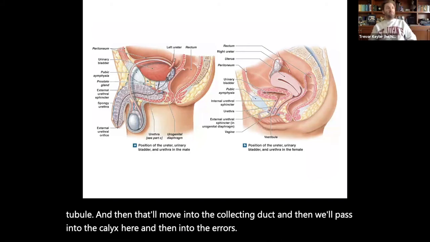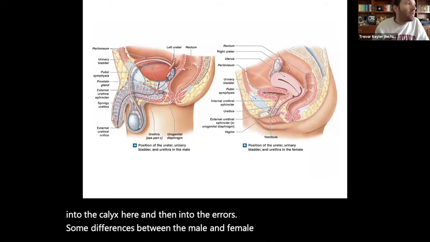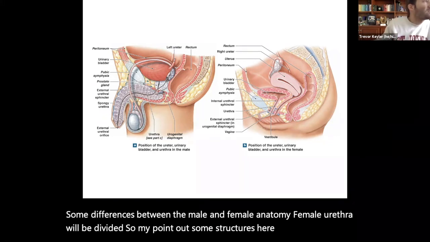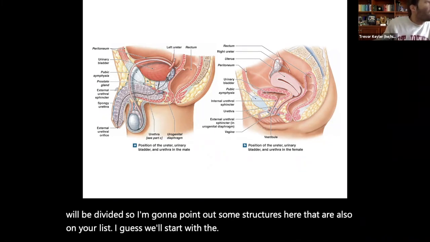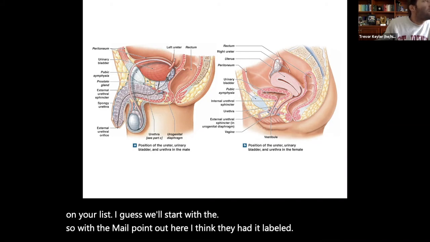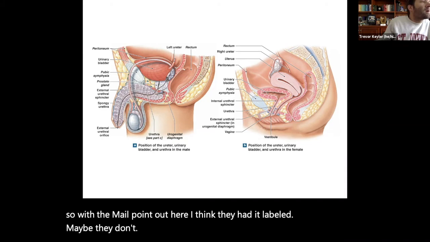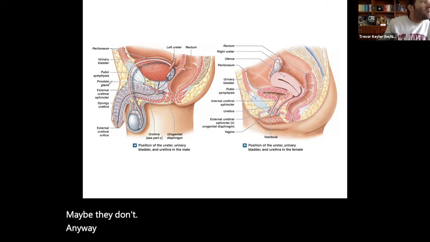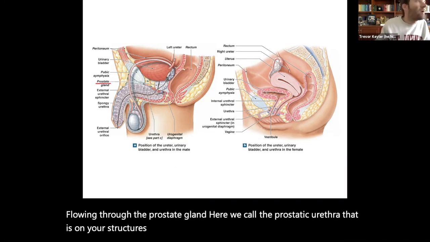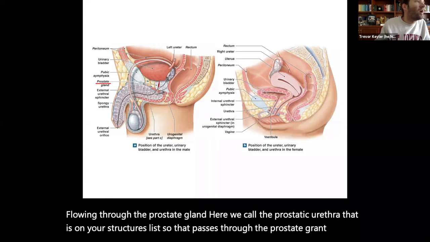Some differences between the male and female anatomy. The male urethra will be divided. So I'm going to point out some structures here that are also on your list. I guess we'll start with the urethra. Anyway, the part of the urethra that flows through the prostate gland here we call the prostatic urethra. That is on your structures list. So that passes through the prostate gland. That would be your part right here.